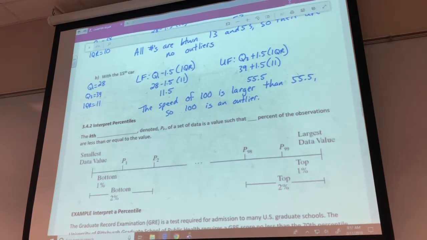Okay, so 100 is not between 11.5 and 55.5. It's too big, so we're going to consider that one to be an outlier. Like I said, that one is easy to see that 100 definitely is way too big. We'll have some more examples in 3.5 when we do box plots of things that maybe aren't as obvious that they're outliers or not.